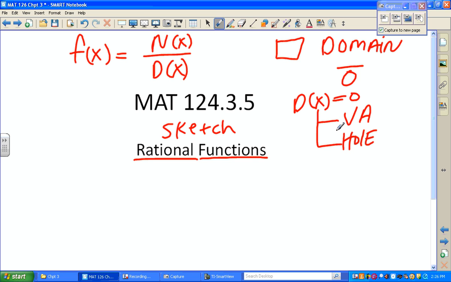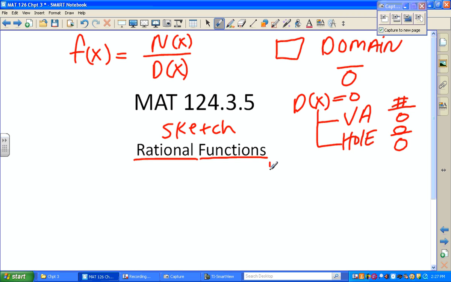There's no going back. If it makes the denominator equal to 0, there's two choices. One, it's going to be a vertical asymptote, or two, it's going to be a hole in the graph. You already know the denominator equals 0 because you looked there. How do you tell the difference? You put the x back in, and if you have a number over 0, it's a vertical asymptote. If you have 0 over 0, that's a hole in the graph. That's how you tell. Checklist number 1, complete. That all comes from D of x, and D stands for the denominator.